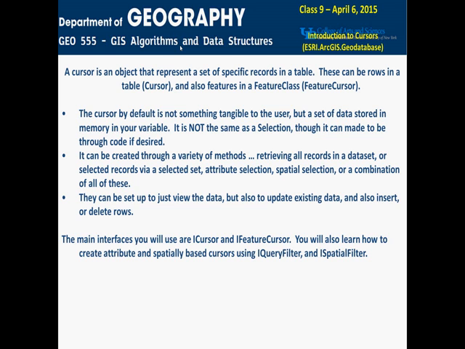The main interfaces you'll use are iCursor and iFeatureCursor. iFeatureCursor, as I mentioned, is specific to a table of GIS data, where an iCursor would be used on tables and whatnot. We'll also learn how to create attribute and spatially based cursors using iQueryFilter, which we can use for an attribute query, and iSpatialFilter, which we use for a select by location. So it's roughly analogous: in ArcMap, when you go to select by attributes, you're using an iQueryFilter. If you go into ArcMap and choose select by location, you're using an iSpatialFilter.